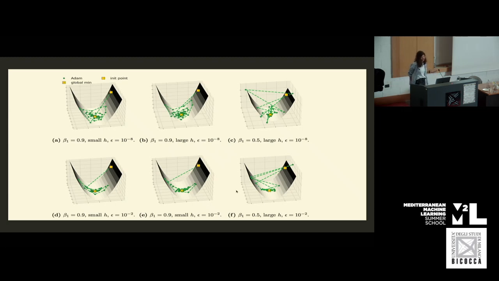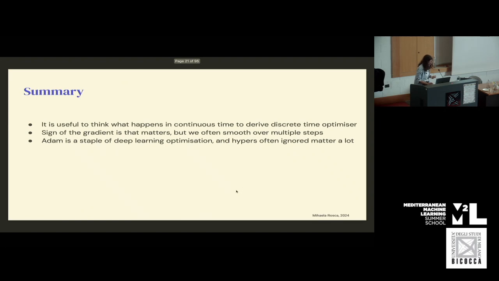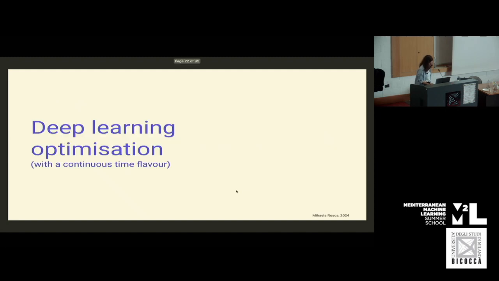So ignore it at your own peril. To summarize this part of the talk, I hope I've convinced you that it's useful to think about continuous time to derive an optimizer. The sign of the gradient is what matters, and it's often good to smooth things out over multiple steps. And of course, we all know Adam, and we've seen how we can very intuitively derive it, but we often don't think about it enough, and we can ignore some hyperparameters that actually matter a lot. So that's how we derive some of our basic optimizers.